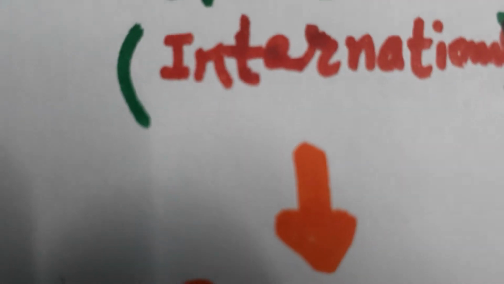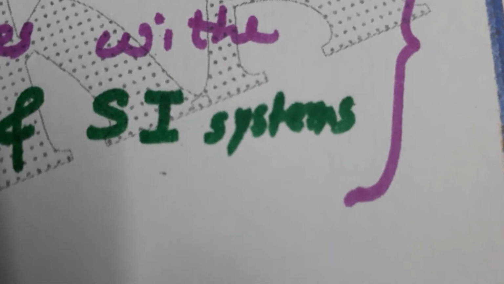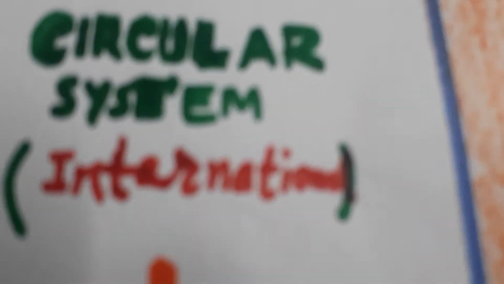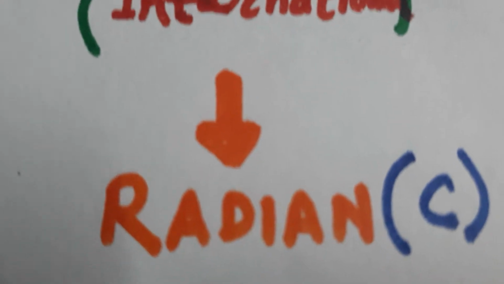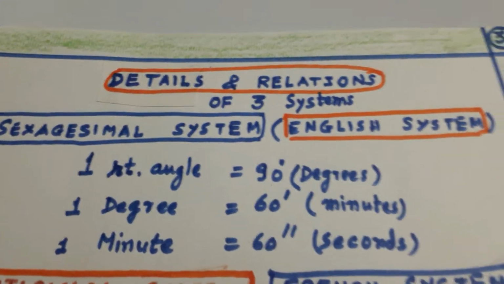Now let us go to the last system, that is international system. In physics also you are having SI systems, system international. So here also this international system, its name is circular system, and the measure is radian. Internationally, wherever you go, people are dealing with radian. So it is a international system. Now let us go to the details and relations between these systems.